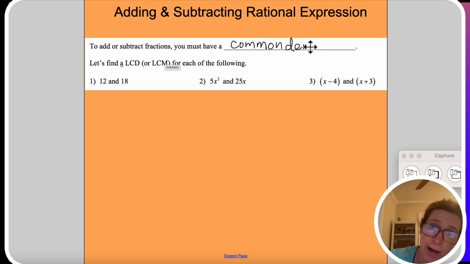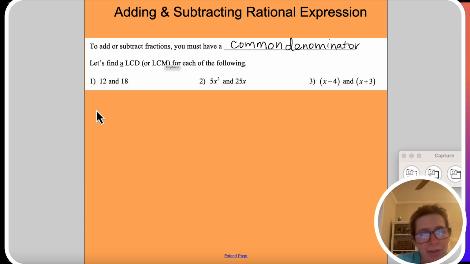Common denominator, right? Oh, sorry, that's not so neat, is it? All right, well, let's practice finding the lowest common denominator, also called the least common multiple or the lowest common multiple. All right, so if I'm looking at the numbers 12 and 18, the lowest common denominator is the lowest number that they both go into.